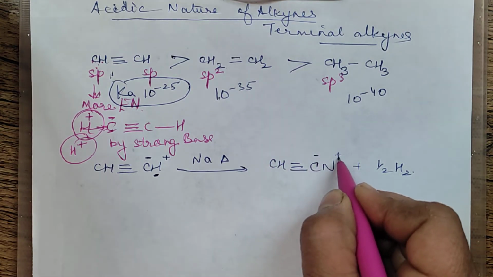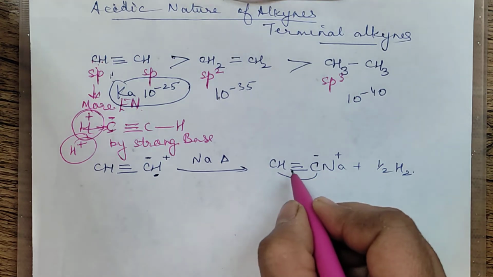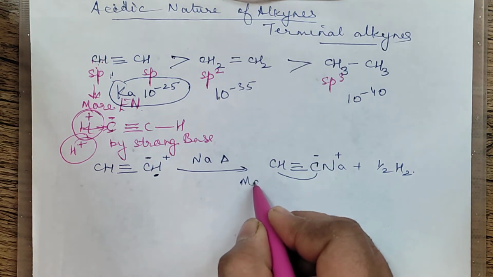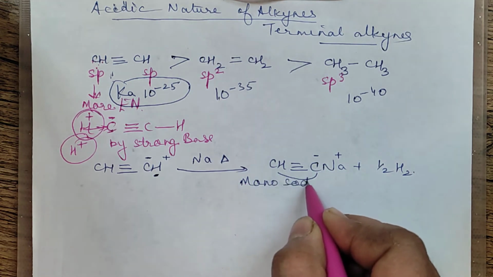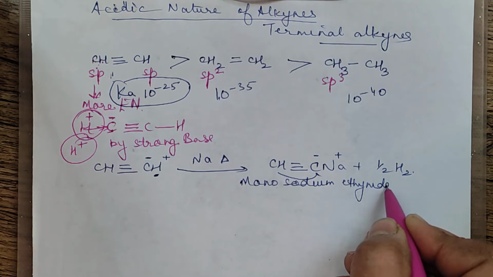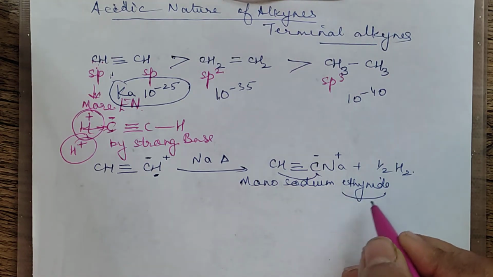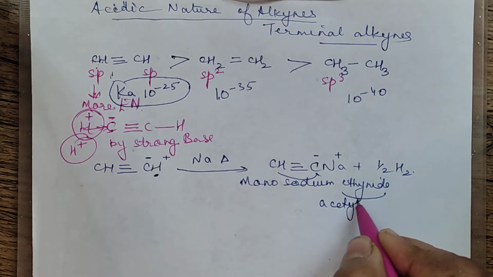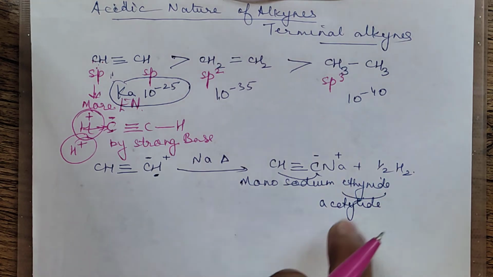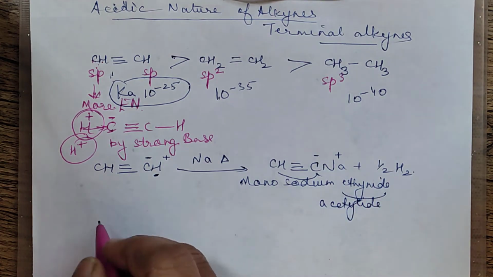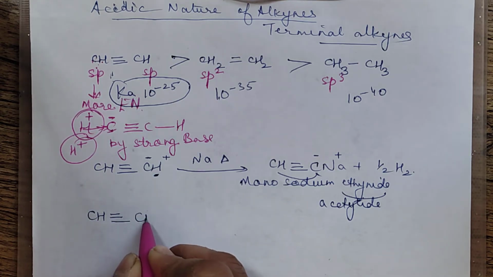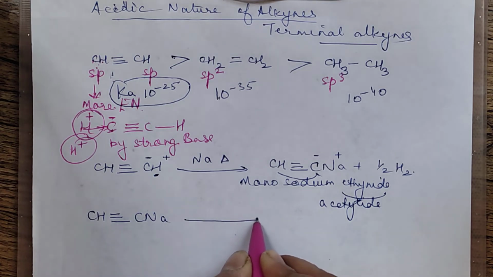Now what is this obtained compound called? This is minus and this is plus. This is the ion of ethyne, so it is called ethynide, because one sodium is there. The name can be written as monosodium ethynide. Instead of ethynide, you may also write acetylide. So monosodium acetylide can be the name of this. Suppose you carry out the reaction of this with another one, say CH triple bond CNa, with one more sodium.